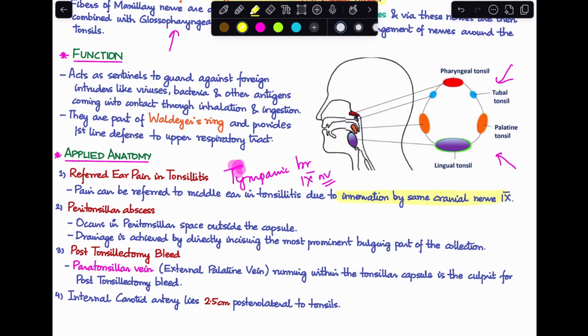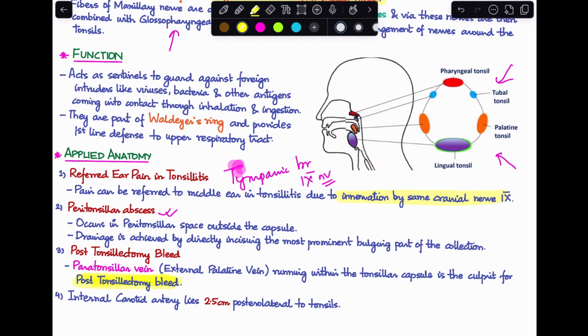Second is peritonsillar abscess. I discussed the peritonsillar space which lies lateral to the capsule of the tonsil, and that space is where the peritonsillar abscess develops, which is also known as quinsy. And when there is a peritonsillar abscess, usually we drain it by giving an incision in the most prominent bulging part of the collection. Third is post tonsillectomy bleed. Again, I've already discussed this. The paratonsillar vein, which is also known as the external palatine vein, lies in the loose areolar tissue lateral to the capsule, and this is the most common reason for a post tonsillectomy bleed.